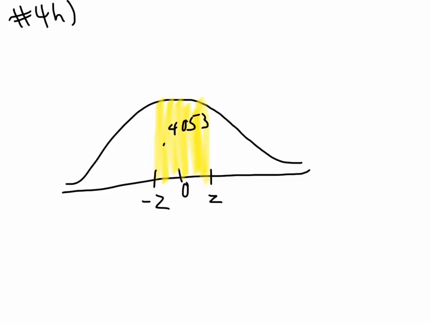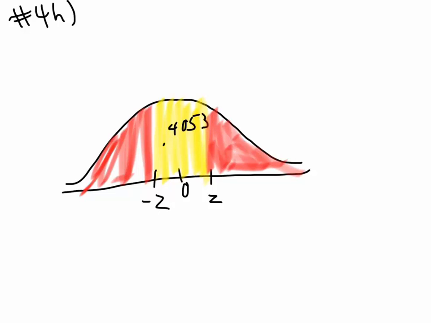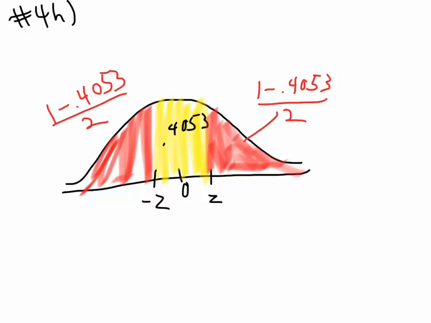What's nice about this is that we know that the area to the left of negative Z is equal to the area to the right of positive Z. So these red areas are the same, so each red area is going to equal half of the complement of the yellow area. So that means 0.29735 is up here, and 0.29735 is down here.